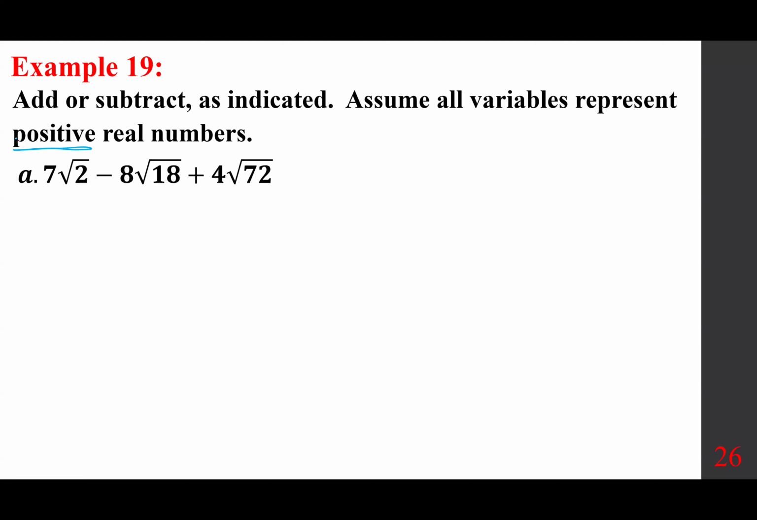So something times square root of 2. As you can see, it's 7 times square root of 2. So 18 is the product of 9 and 2, and 72 is the product of 36 and 2. So 9 comes out as 3, 36 comes out as 6.